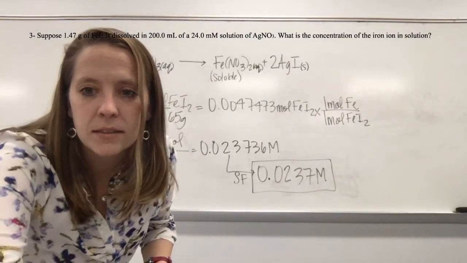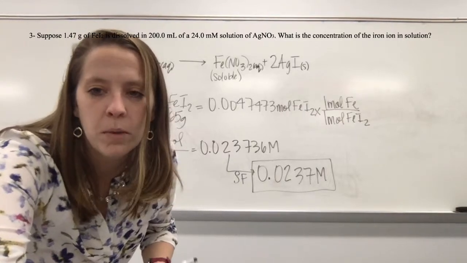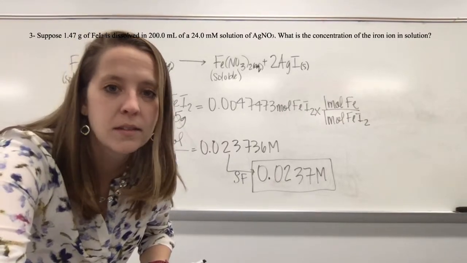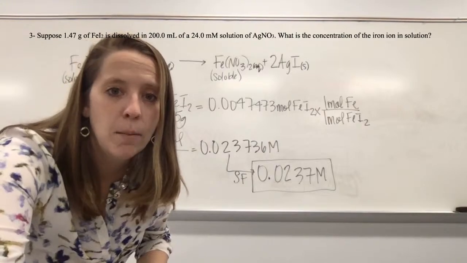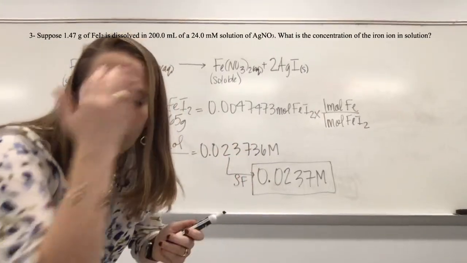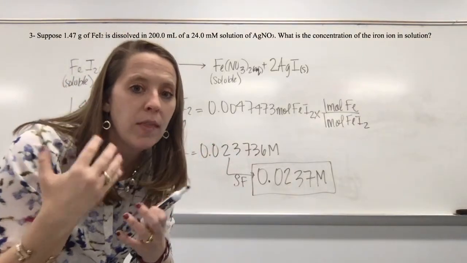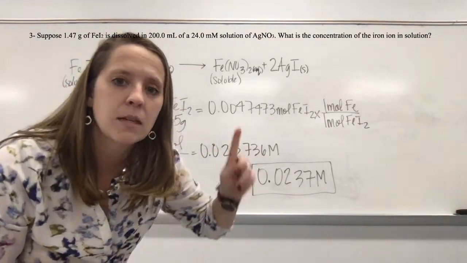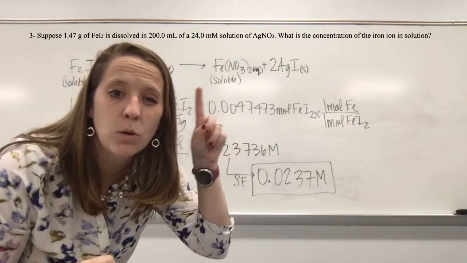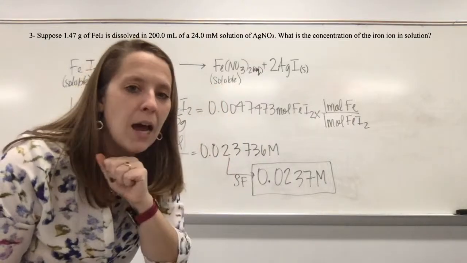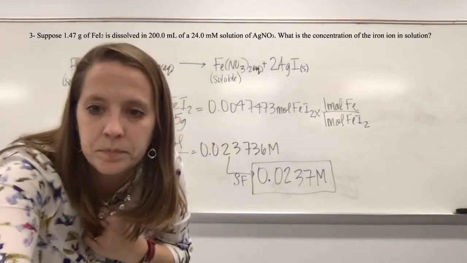Avery asks, so the 24 millimolar is not relevant in this case? It's not. It could have been relevant. It's important to make sure that you don't just skip over that. But in this case, because we had a balanced equation and we knew that it was going to be soluble, we did not need that. So yes, it was irrelevant.